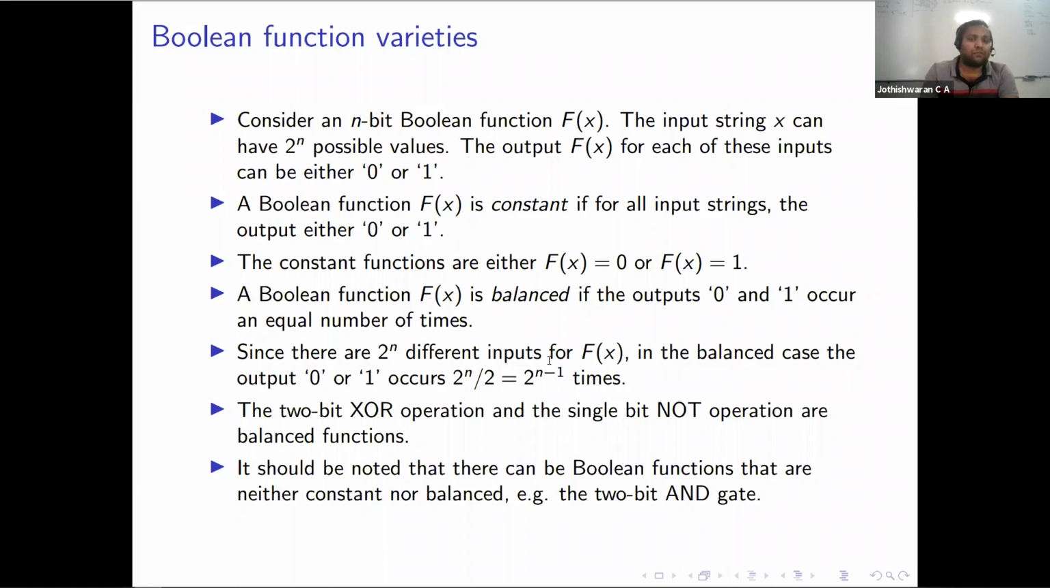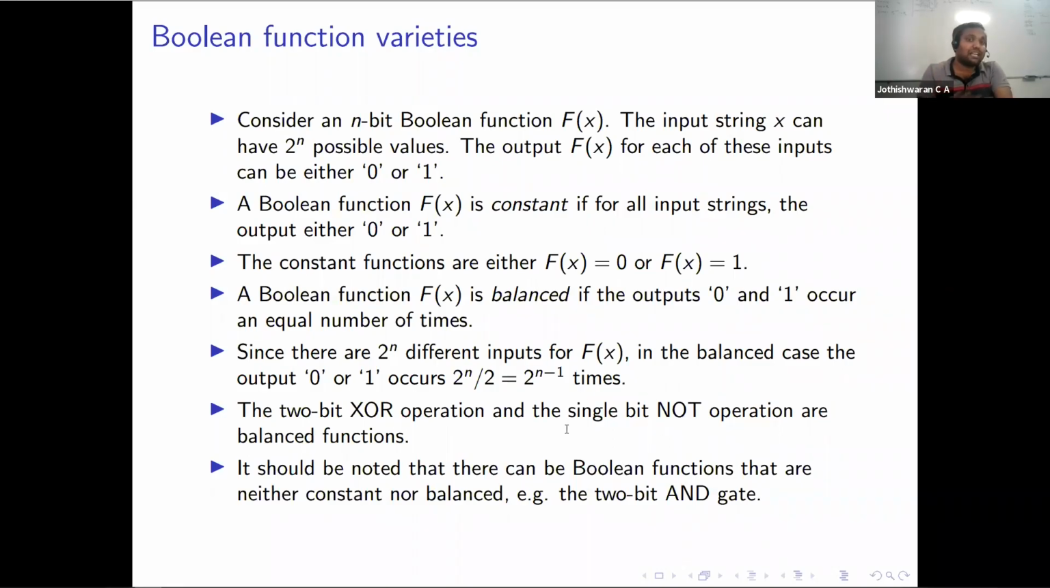Is there an example for such an operator? Yes, the 2-bit XOR operation is a balanced Boolean function. As you can see, when both x0 and x1 are equal, the result is 0. Therefore, 0 plus 0 and 1 plus 1 is 0. 1 plus 0 and 0 plus 1 is 1. Therefore, 0 and 1 both occur 2 to the power 2 by 2, that is 2 times. So that is a balanced function. The single bit NOT operation is also a balanced function. These are 2 elementary examples.